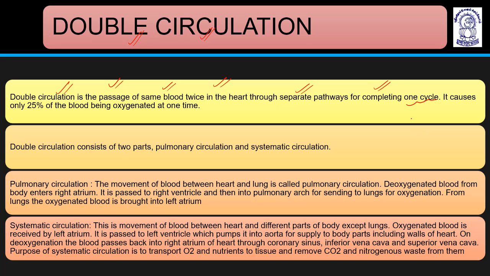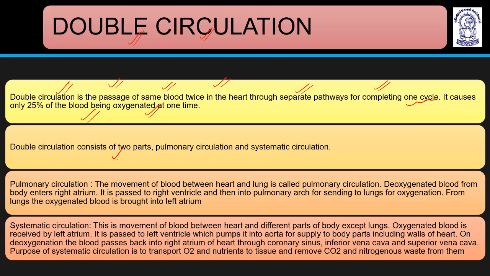cardiac cycle. It causes only 25% of the blood being oxygenated at one time. The double circulation is the passage of same blood twice in the heart through separate pathways for completing one cycle. Because of this double circulation, only 25% of the blood being oxygenated at one time is circulated all over the body.